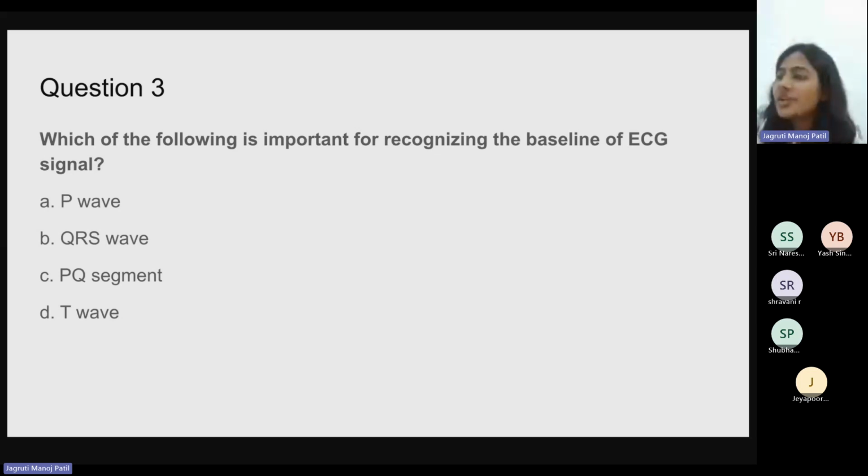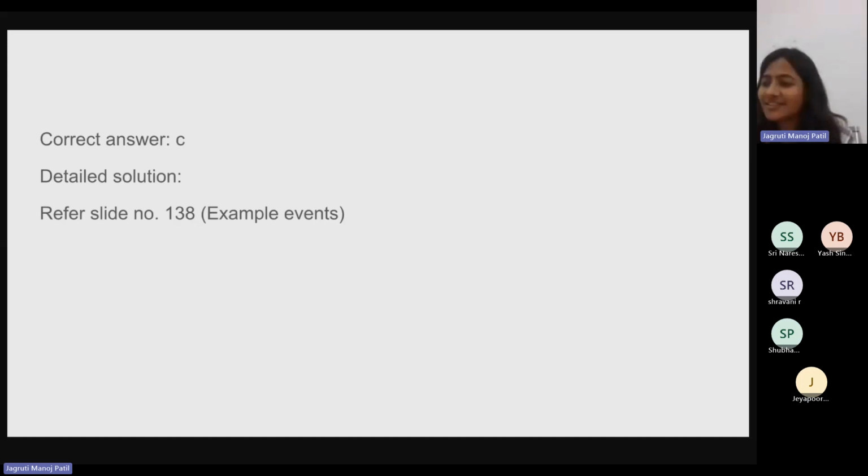Next, which of the following is important for recognizing the baseline of ECG signal? P wave, QRS wave, PQ segment, or T wave? We went through this. Come on, guys, unmute yourself. There are just 7 questions left. C, PQ segment. Yeah, I guess so. Yes.